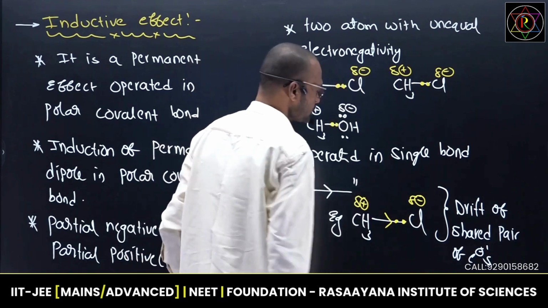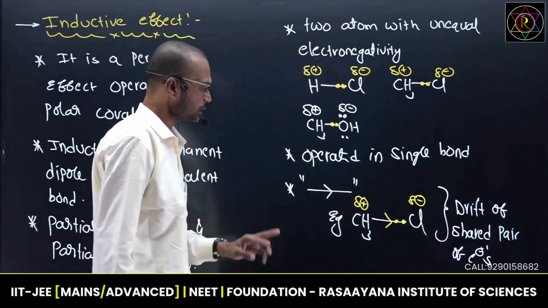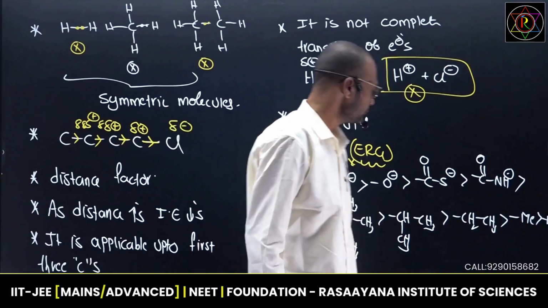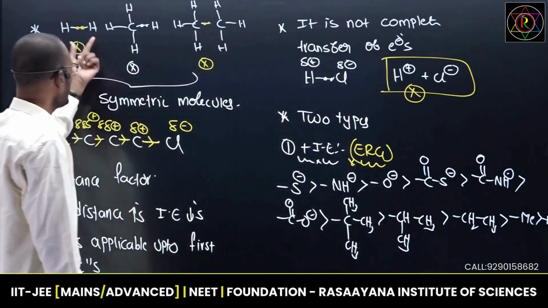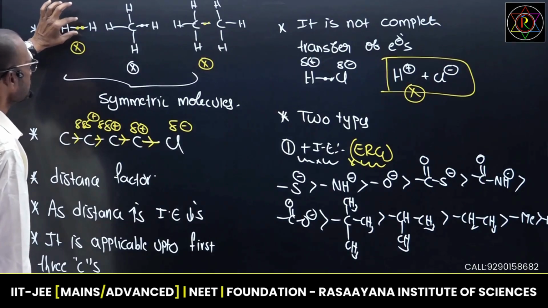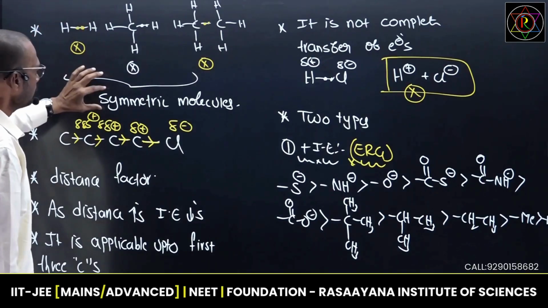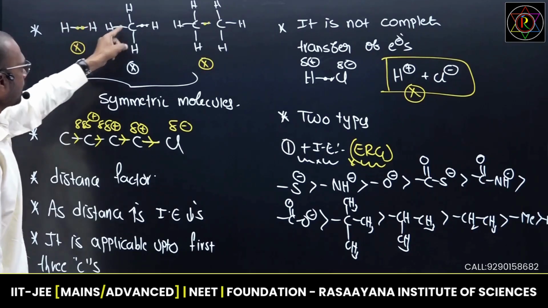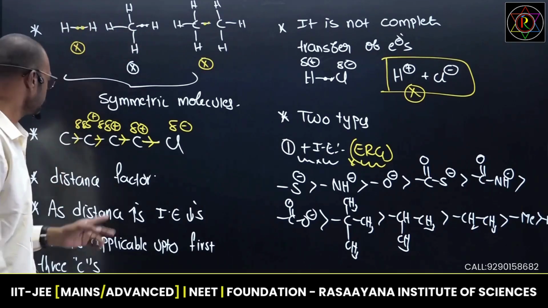So it is operated in single bonds only. It is represented by an arrow midway between two bonded atoms. Then later on, if the shared pair of electrons of any bonded atoms is oriented in exactly the middle of the bond, at that time they are symmetric molecules, there is no inductive effect. Okay, carbon hydrogen, there is no inductive effect.